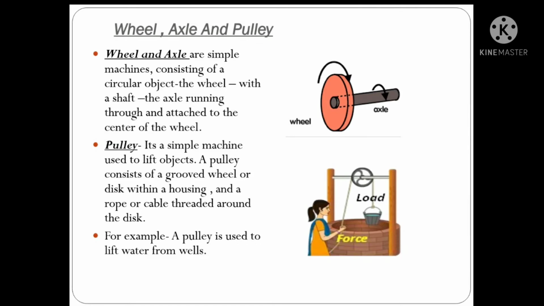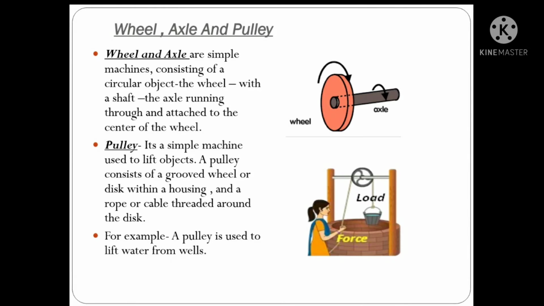Wheel, axle, and pulley. Wheel and axle are simple machines consisting of a circular object, the wheel, with a shaft, the axle, running through and attached to the center of the wheel. The most common wheel and axles that people use every day are tires in a car, bus, and scooter. Wheels fixed to an axle move with less effort. They are used to move heavy objects and to set things in motion.